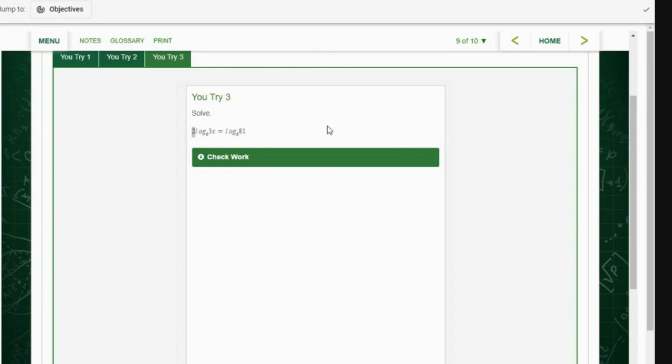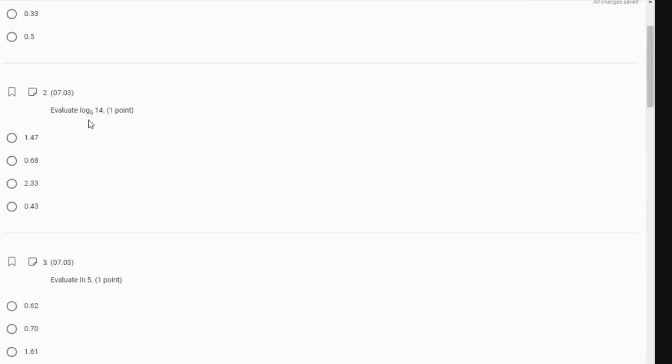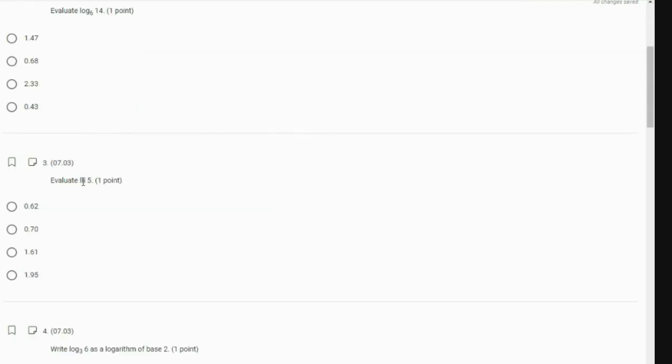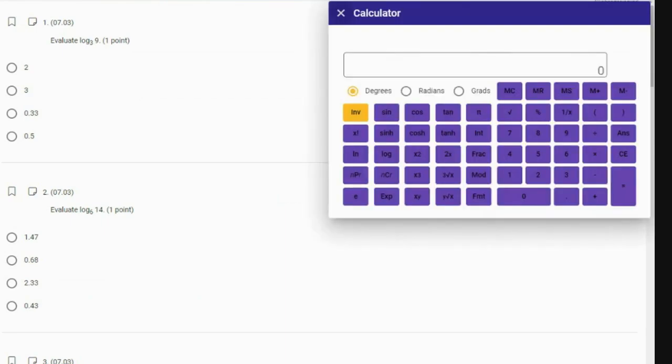Let's look at the assignment for this lesson. The assignment says, evaluate this. Log 3 of 9. What's the answer? Log 6 of 14. Log base 6. Natural log of 5. That's just punching it in the calculator. Right? A lot of these are just get your calculator. There's a calculator built in right here. If you don't have a calculator, there's one built in.